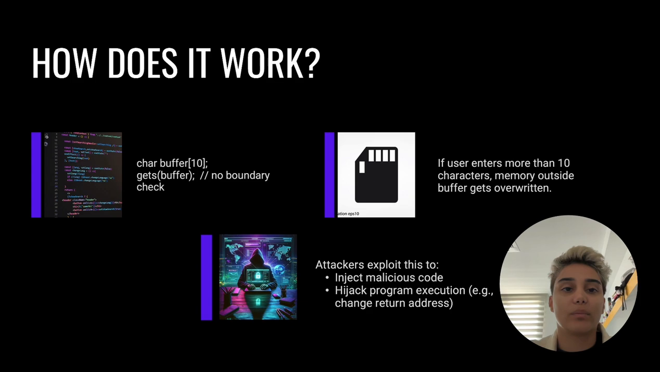Here's a simple example. Suppose we declare a character buffer of 10 bytes and use the gets function to read the input. If the user enters more than 10 characters, the input spills over the memory areas assigned to the buffer. An attacker can use this to override critical memory like the return address, the location the program jumps back to after a function ends. By replacing it with the address of their own code, the attackers gain control over the system.